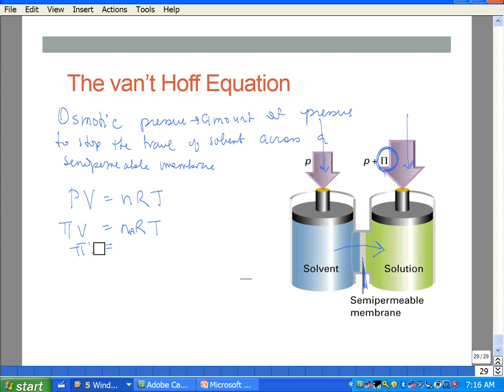What is moles of A over volume? Moles over volume is what? What kind of concentration? Bam. There you go. So osmotic pressure is equal to the concentration of A times RT. So the amount of osmotic pressure is going to be equal to the moles of the solvent over volume times the R times the T.